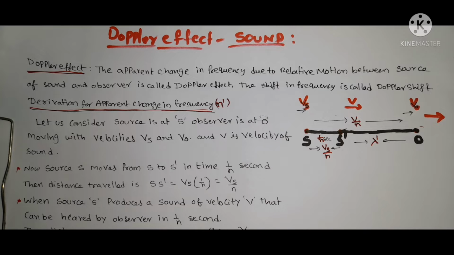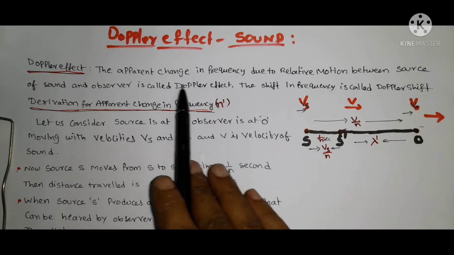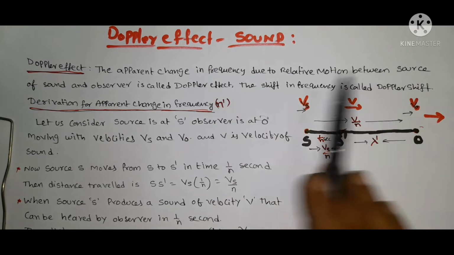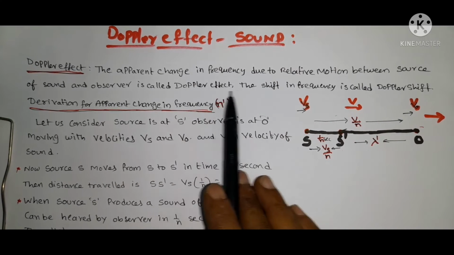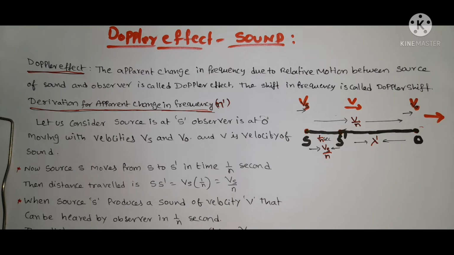First of all, you have to know the definition of Doppler effect. The Doppler effect means the apparent change in the frequency due to relative motion between source of sound and observer. The shift in the frequency is called Doppler shift. That is the definition of Doppler effect and also Doppler shift.